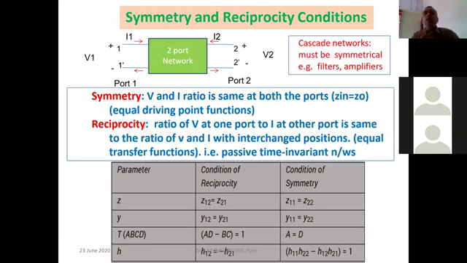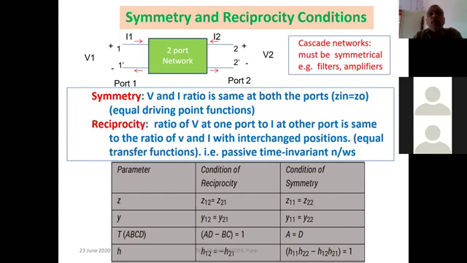Okay. So I hope you have understood all the parameters. We have seen 4 parameters: Z parameter, Y parameter, H parameter and ABCD parameter. So if any network is given to you, you should be able to find all these parameters. Okay. And I hope we have covered sufficient numericals with you, and you can tackle the problems.